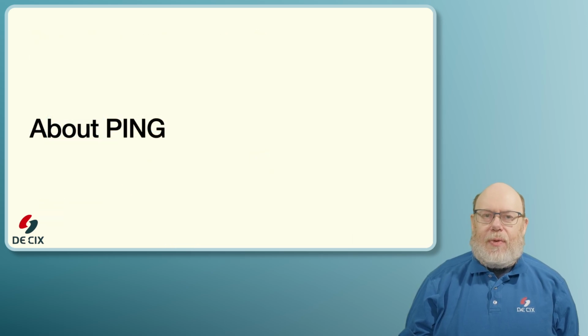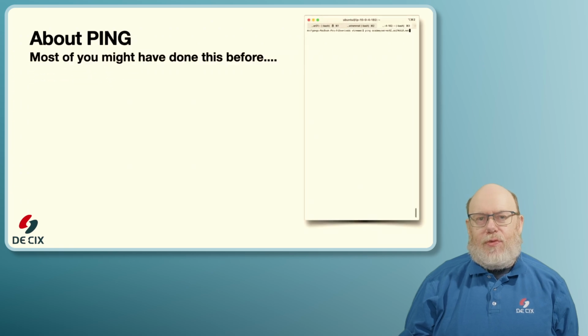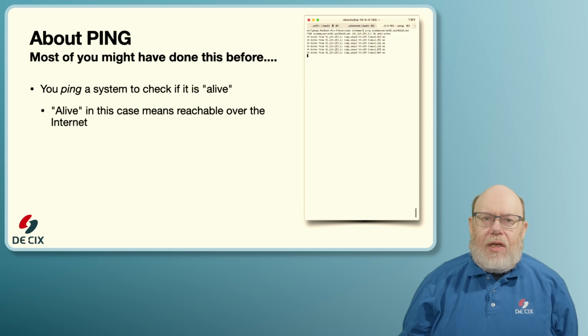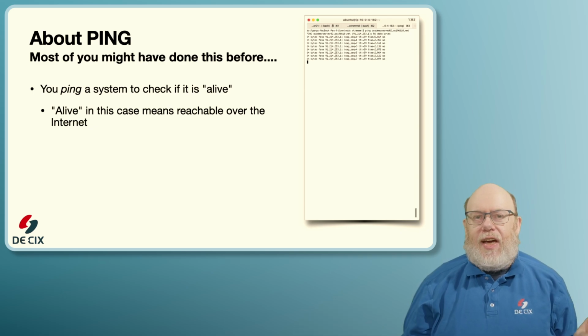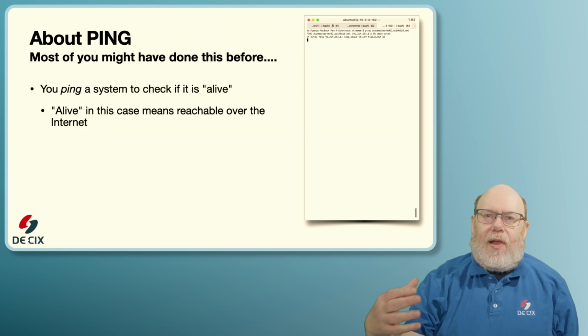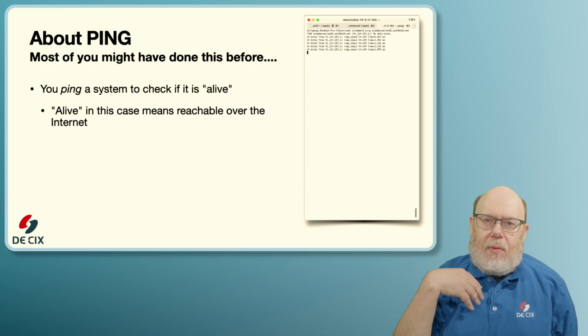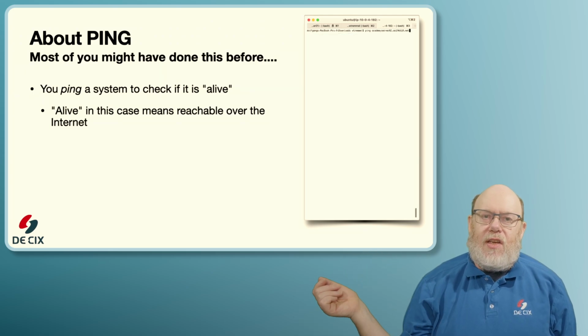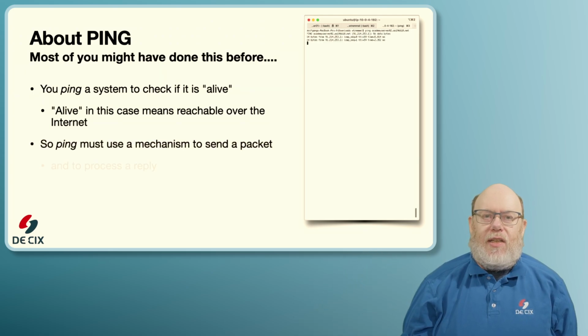So let's talk about ping first. Ping exists in IPv4 and IPv6. And you might already have done it. You ping to check if a system is kind of alive, if it's up and running, if it's replying to a packet, if you send a ping packet to it, if you get a reply back. And like I said, alive, that means in this case, reachable over the internet.